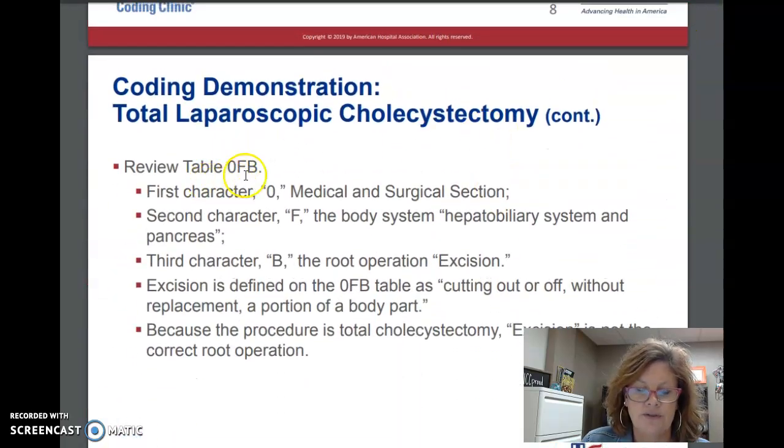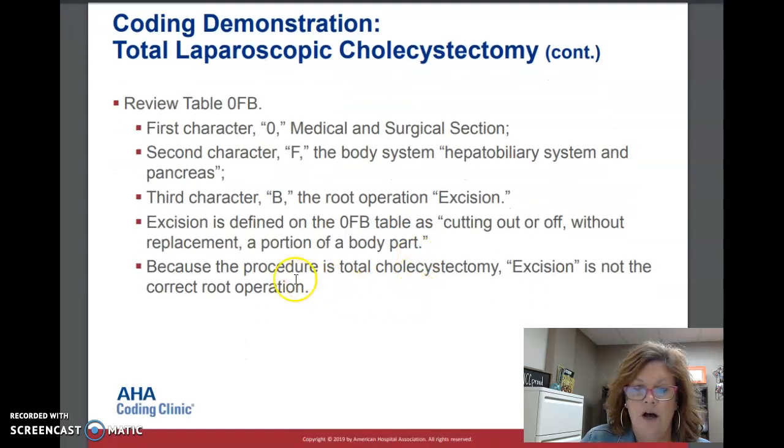Okay, I guess they're doing 0FB. So they're going to excision. So my bad. So they're taking out just a portion. Okay, cutting out or off without replacement a portion of a body part. Okay, because the procedure is total cholecystectomy, excision is not the correct root operation. Now, I guess they are going back to saying that.